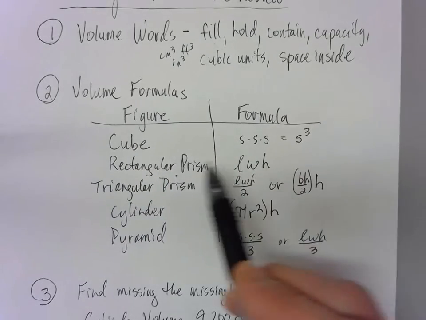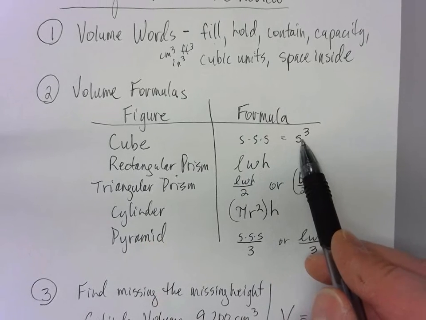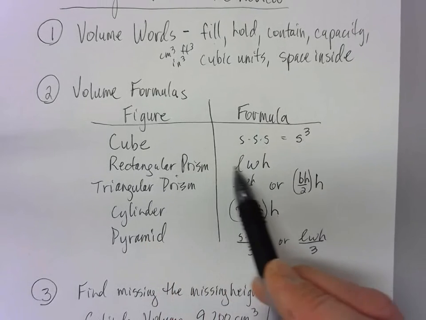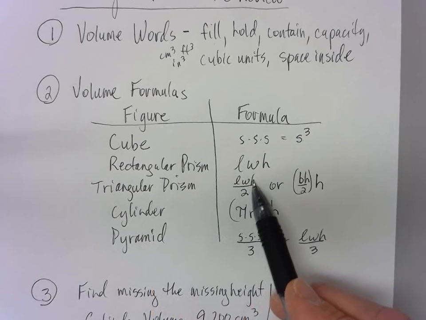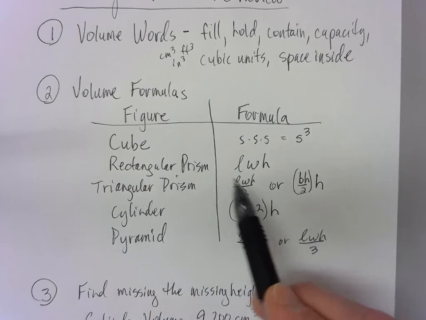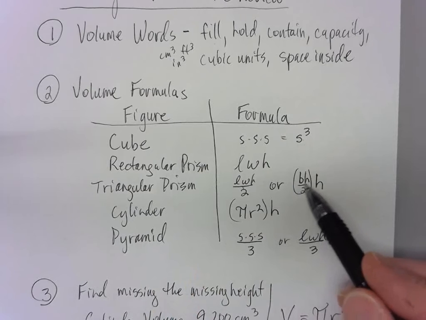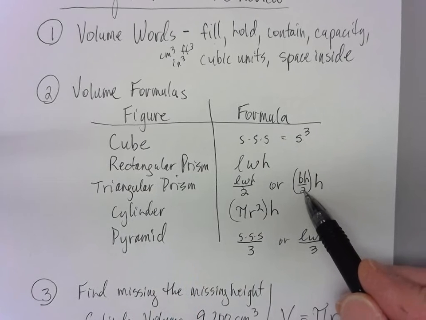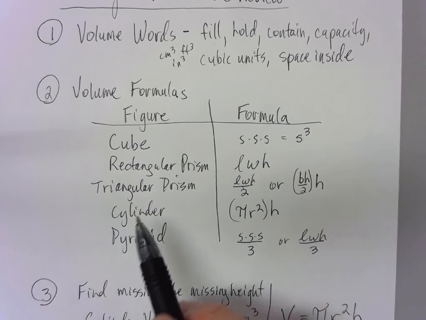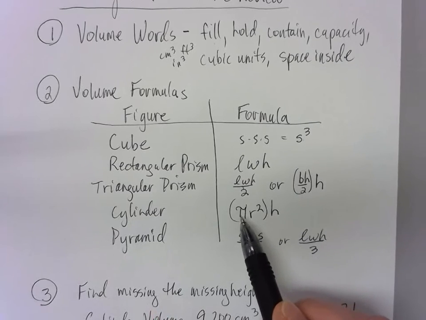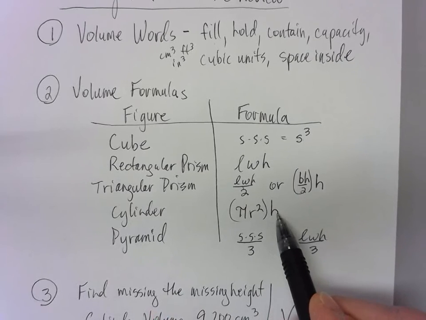Your basic volume formulas: for the cube, side times side times side. Rectangular prism, length times width times height. Triangular prism, you can do length times width times height and divide it by 2, because it's half a rectangle. Or you can just find the area of the triangle, base times height divided by 2, then find the area of your triangular base and multiply it by the height. Cylinder, find the area of the circular base, pi times radius squared, and multiply it by the height.